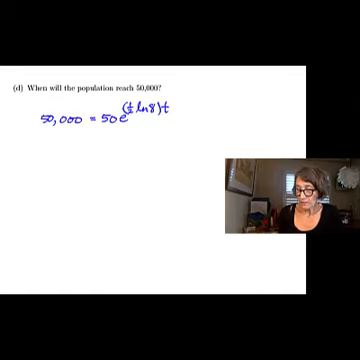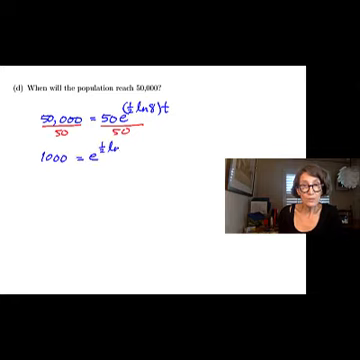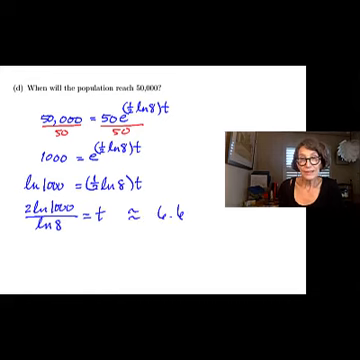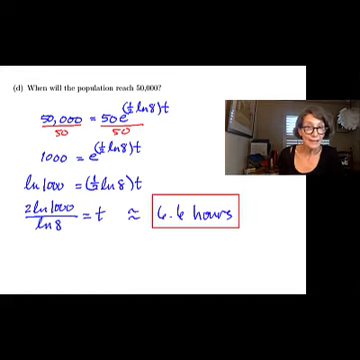Here we can divide both sides by 50. We get 1,000 is equal to e to the 1/2 natural log of 8 times t. Now taking the natural log of both sides, we get natural log of 1,000 is 1/2 natural log of 8 times t. Now we just divide both sides by 1/2 natural log of 8, and we get 2 times natural log of 1,000 over natural log of 8 is t. Putting it into a calculator, we get t is approximately 6.6 hours.